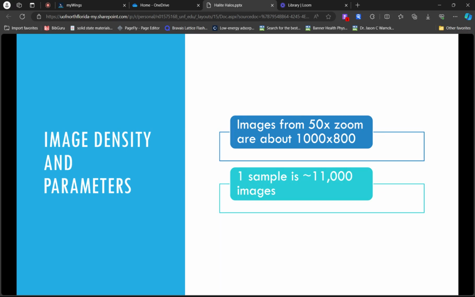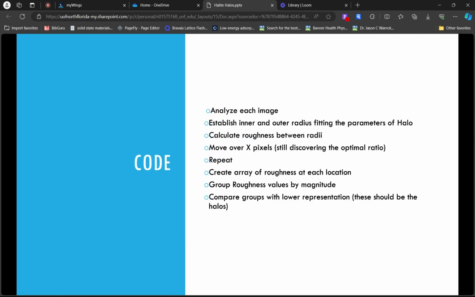Now, the image density. The images that we get from each section at the 50 times zoom are approximately 1,000 pixels across and 800 pixels down, so about 800,000 pixels total. One sample is about 11,000 images, plus or minus 5,000 based on sample size. What that means is that when we're running our code, it's going to have to raster across each and every pixel in each and every image. We'll get into that in just a second.